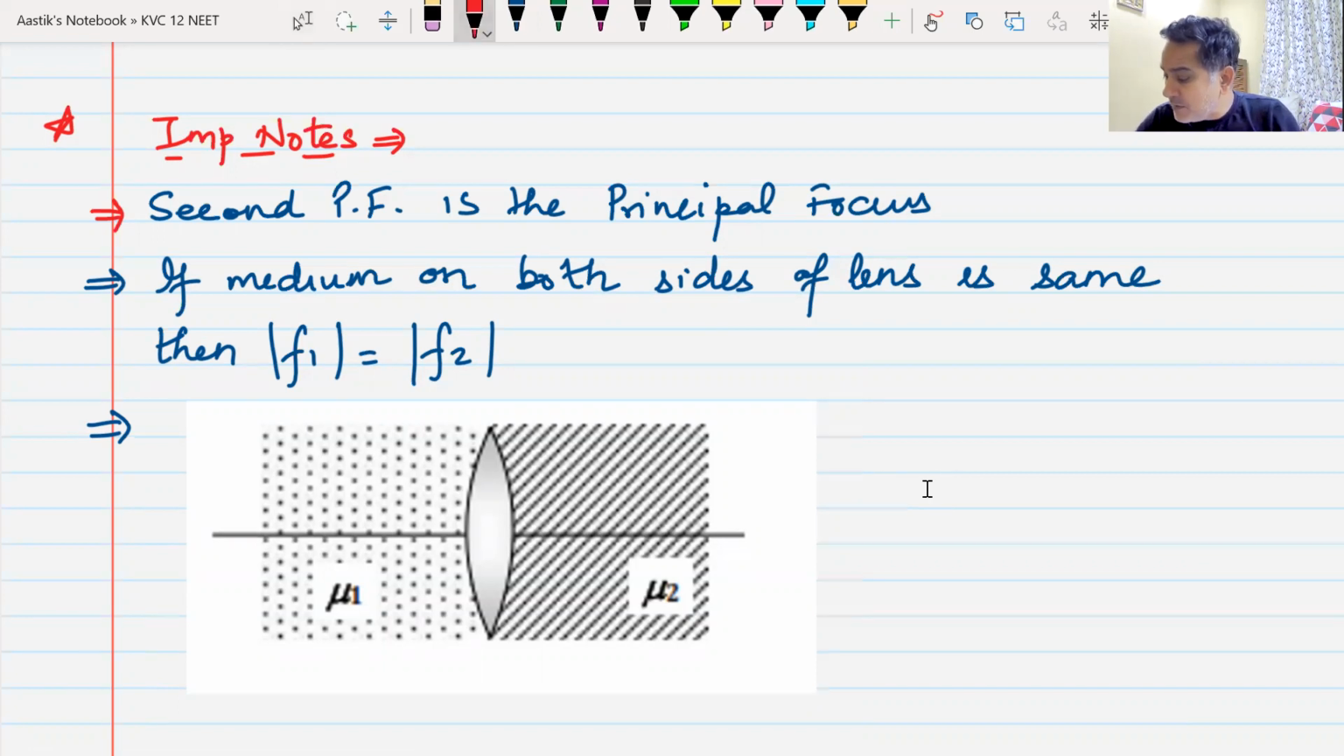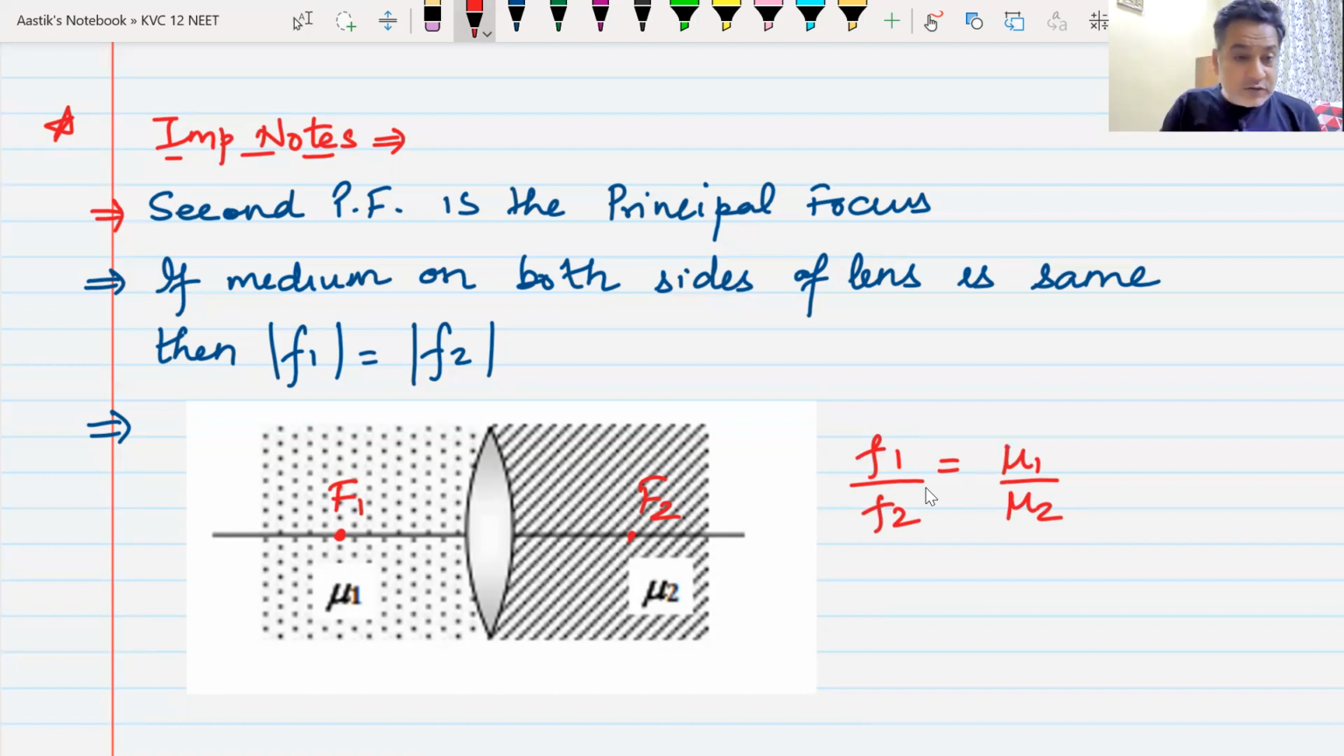Remember, my dear friends, your f1 was here, yes or no? And your f2 was here, yes or no? What is the effect of the difference in medium? If this happens, then the ratio f1 by f2 will be equal to mu1 by mu2. Remember this, keep this always with you. Okay, we are noting down important notes. Yes or no? Yes, sir. What is the next important note?